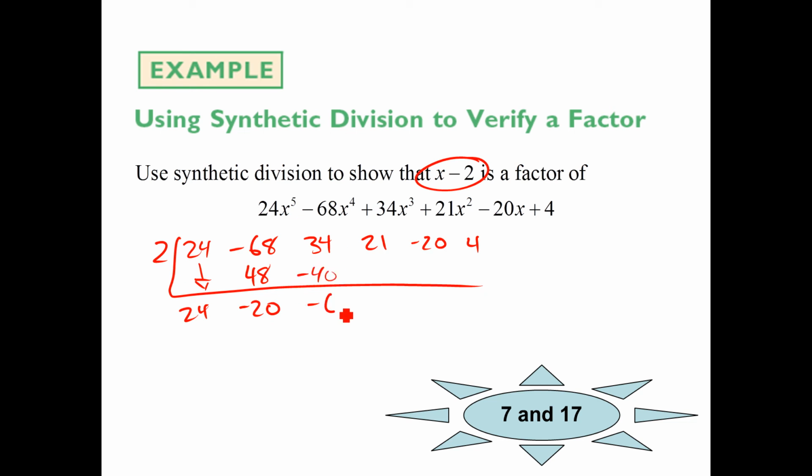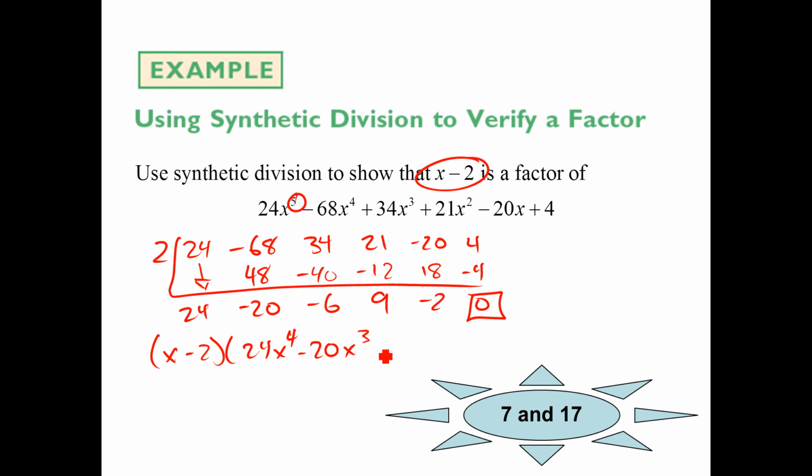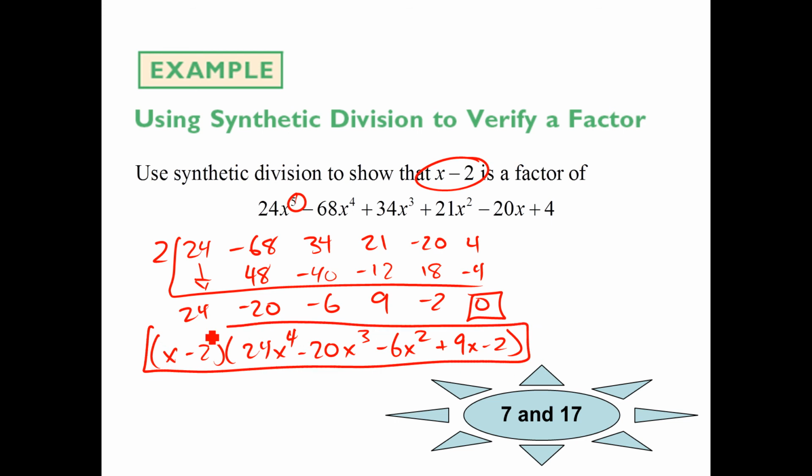Add down. Negative 20. 2 times negative 20 is negative 40. Add down. 2 times negative 6 is negative 12. Add down. 2 times 9 is 18. Add down. 2 times negative 2 is negative 4. Add down. 0. There is no remainder, which means that x minus 2 is a factor. It doesn't ask you to do this, but if you wrote it out factored, you'd have x minus 2, and then 24x to the 1 less than this, so to the 4th, minus 20x cubed, minus 6x squared, plus 9x minus 2. Since there's no remainder, it factors out nice and clean.